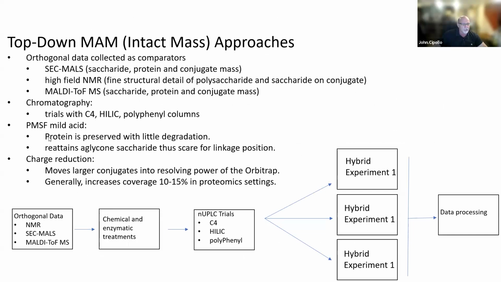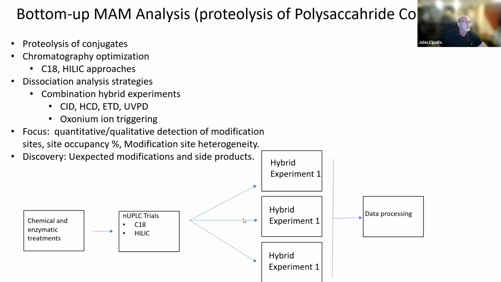We're dealing with various chemical techniques to basically split apart the conjugate while preserving the protein backbone. That'll be enzymatic and also chemical. And then we'll also be experimenting with charge reduction, which can typically increase the coverage of these proteins by 10 to 15%. So these are kind of the approaches.